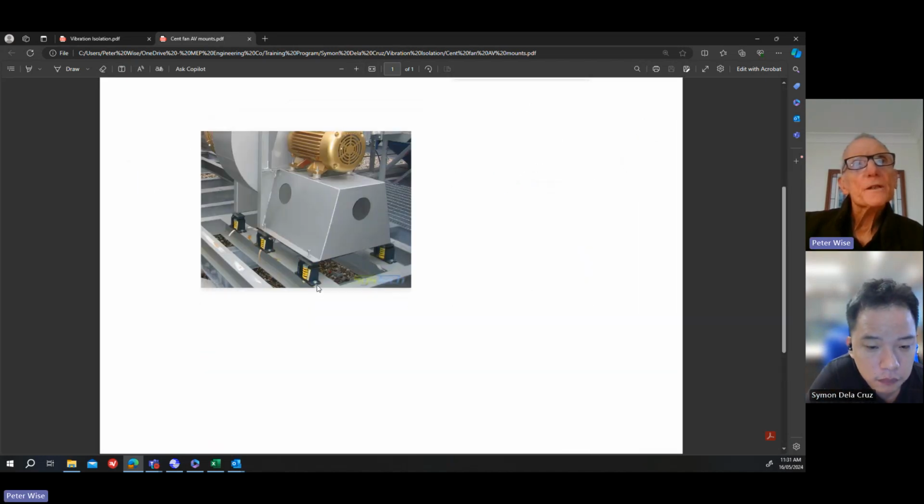So there's a centrifugal fan. These would be seismic mounts, so they're springs, but they're retained as well. So if there's movement, if the building is shaking, the fan doesn't fall off the mounts.